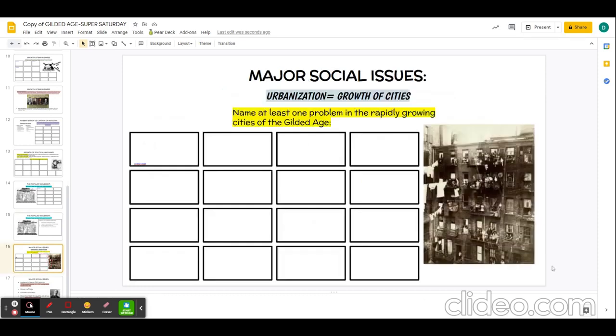Our last vocabulary term to associate with the Gilded Age is urbanization, urban, the cities. Our cities grow rapidly during the Gilded Age. And some of the problems would be, of course, overproduction.